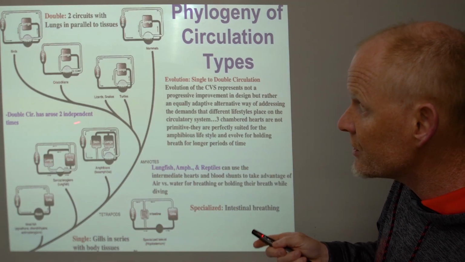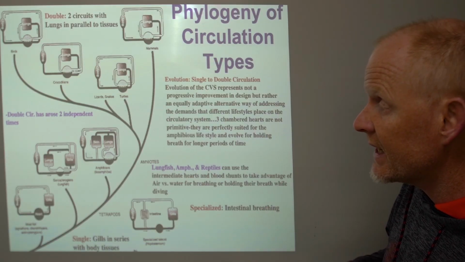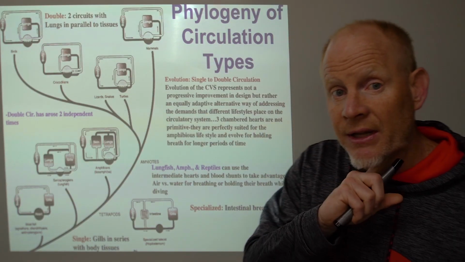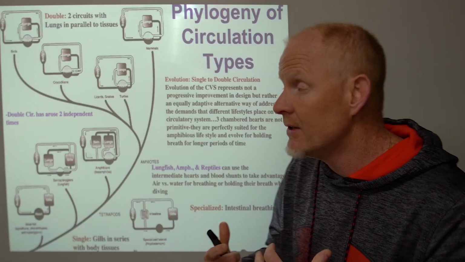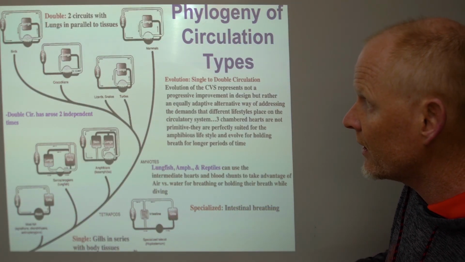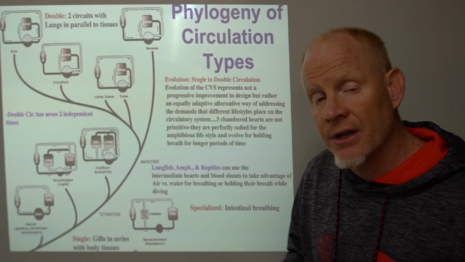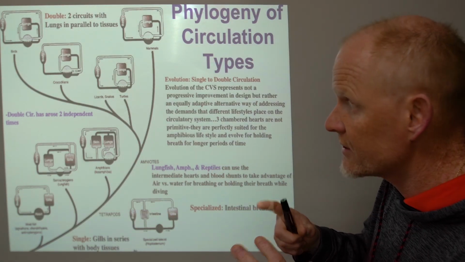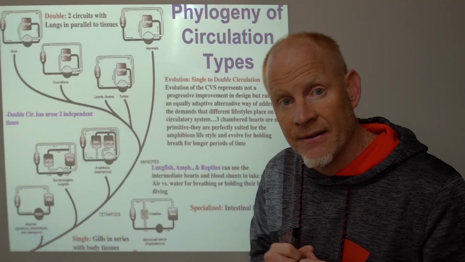Just to show you that, I want you to know that double circulation obviously has arisen twice in vertebrates because birds and mammals aren't closely related to each other, right? Birds are more closely related to reptiles, which have the three-chambered heart instead of the four-chambered heart. And the complete double circulation has arisen at least two independent times through convergence. And so there's no direct ancestry in those two groups.